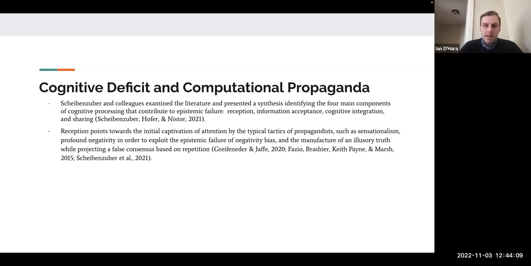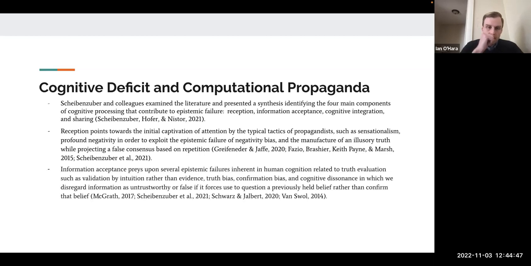And also they prey on the manufacture of an illusory truth. So this is another thing, false consensus. The illusory truth effect in psychology is that if you see something enough and it's repeated to you enough, you're going to start to believe it eventually. So that's part of the computational propagandist playbook, to use that illusory truth effect to bombard you with a given perspective, to trick your brain into thinking that it's actually the truth when it isn't.